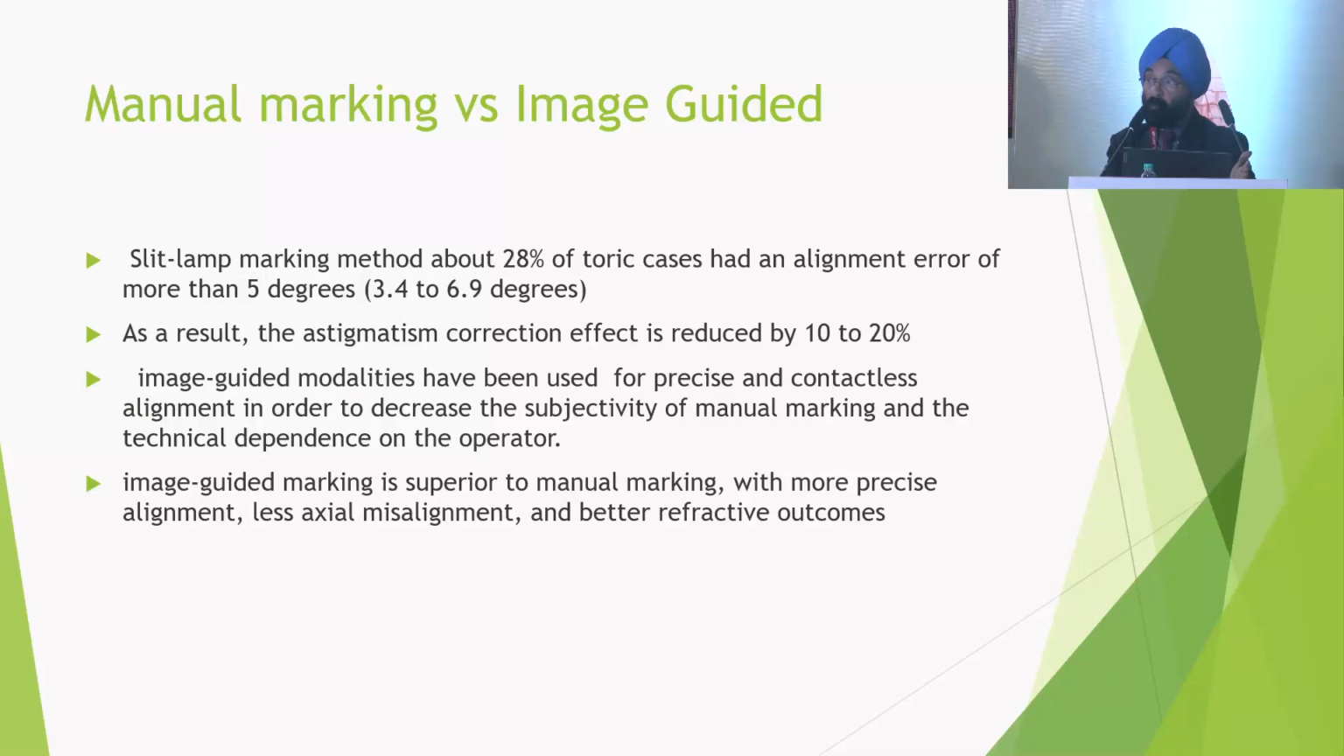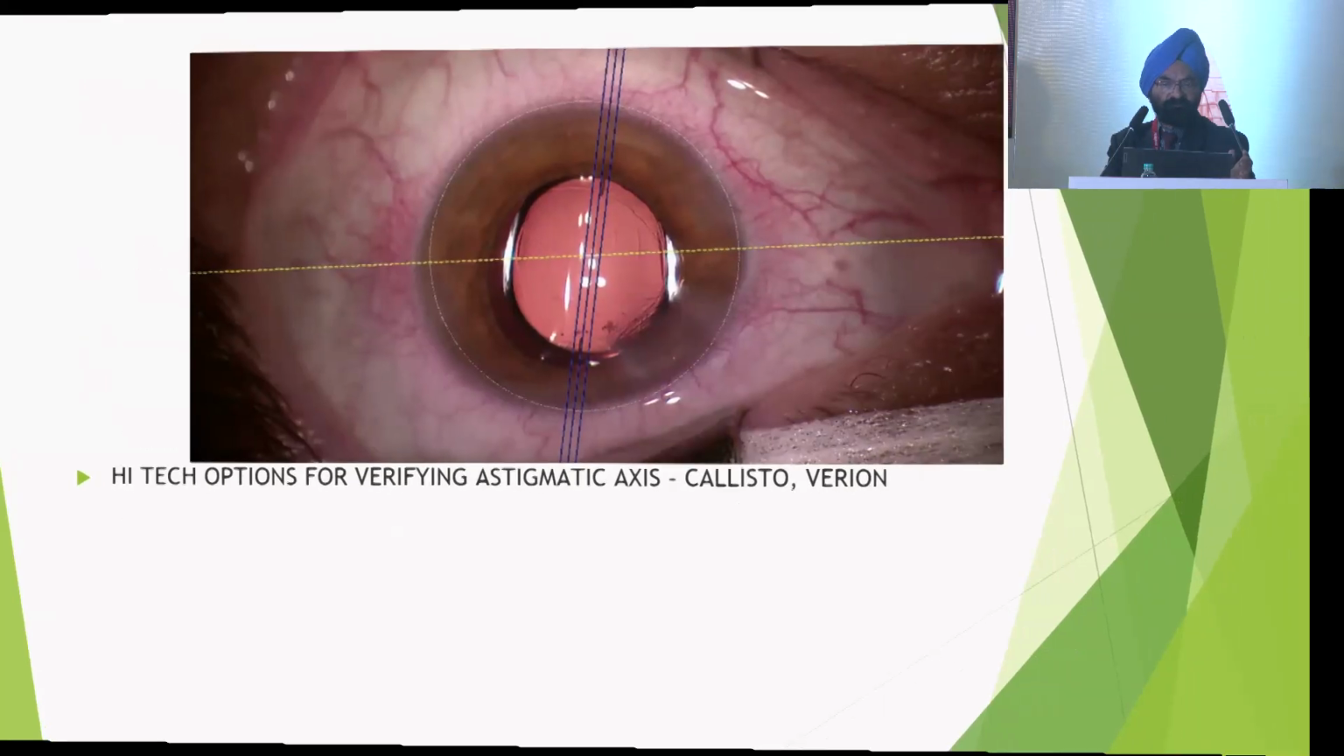So what is better, manual marking or image guided? It was found that with the slit lamp marking method, about 28% of toric cases had alignment error of more than 5 degrees. So image guided method definitely helps, but if you don't have it, you can still practice your toric IOLs by refining the accuracy with practice.